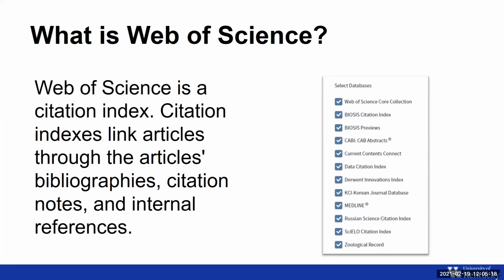And for our instance of Web of Science, we have these selected databases here on the screen that you can see. So we have the core collection, and then we have Biosis, CABI, Data Citation Index, Medline, Russian Science Citation Index, the Zoological Record, all of these that are listed here on the screen. These are the databases that UK Libraries subscribes to.